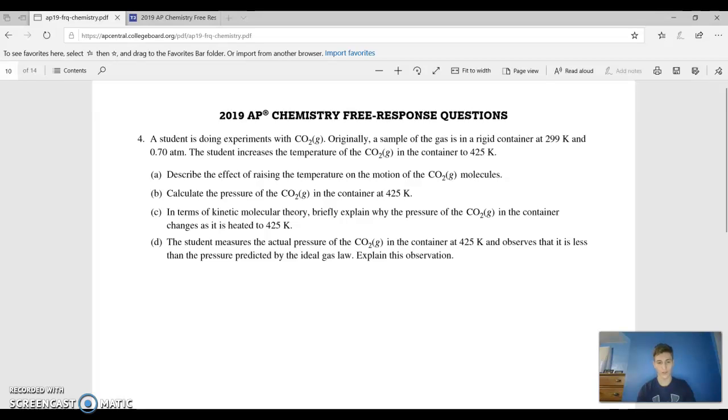D. The student measures the actual pressure of the CO2 gas in the container at 425 Kelvin and observes that it is less than the pressure predicted by the ideal gas law. Explain this observation. At this time, pause the video because we will be going over the answers shortly.